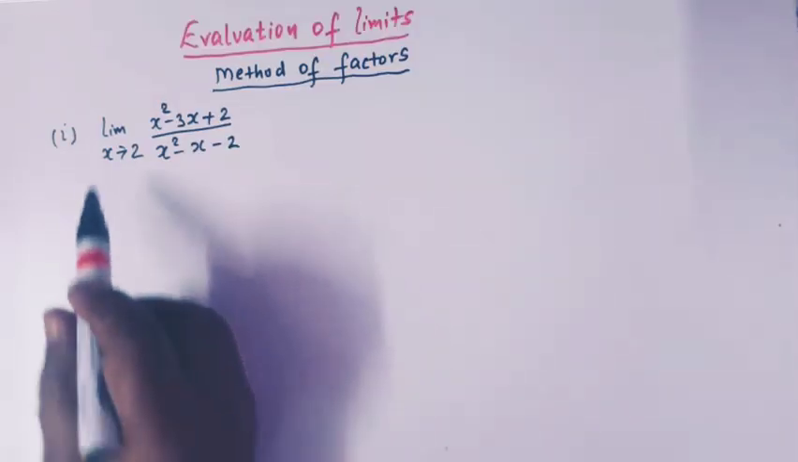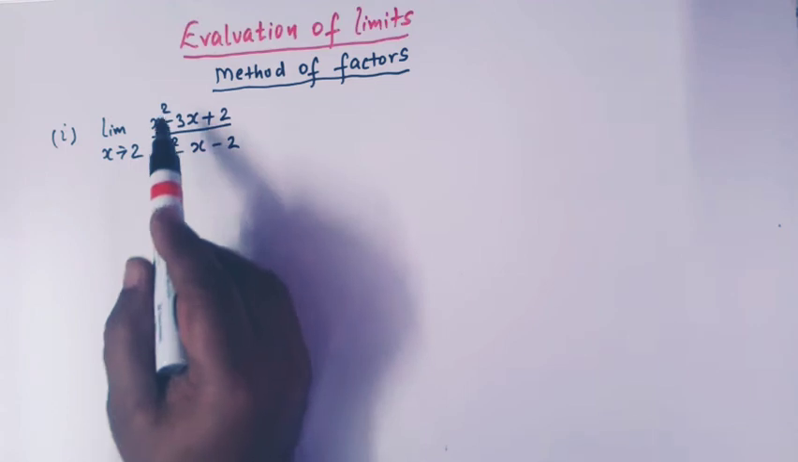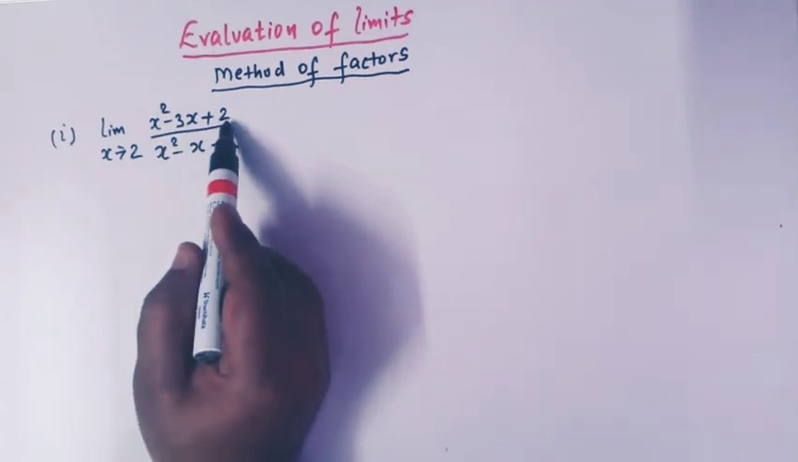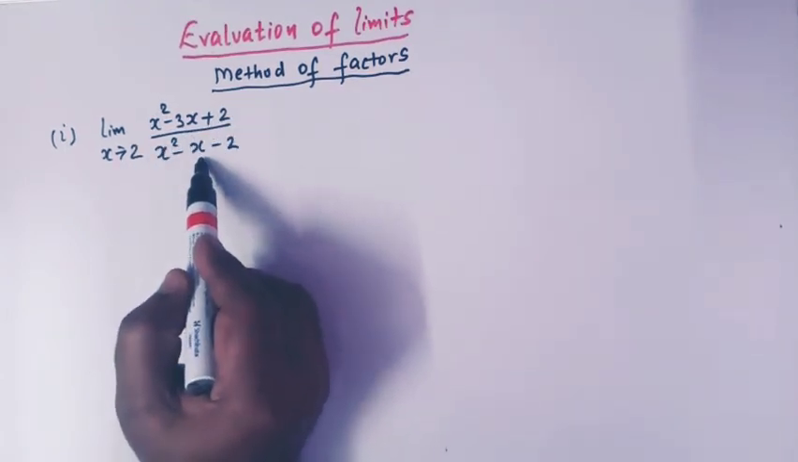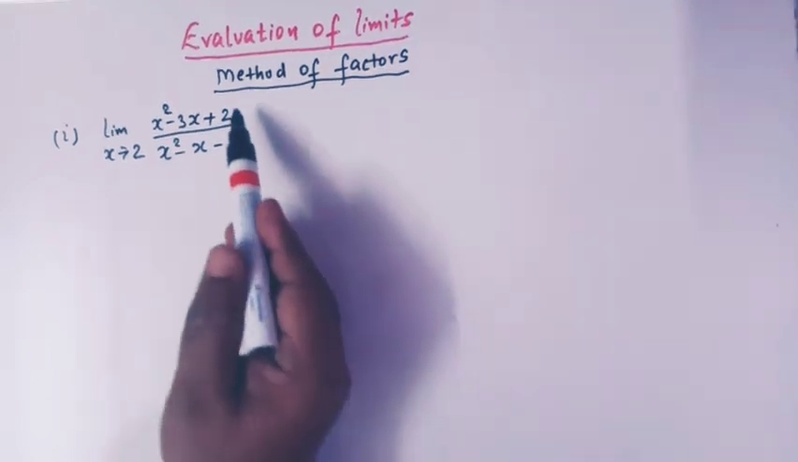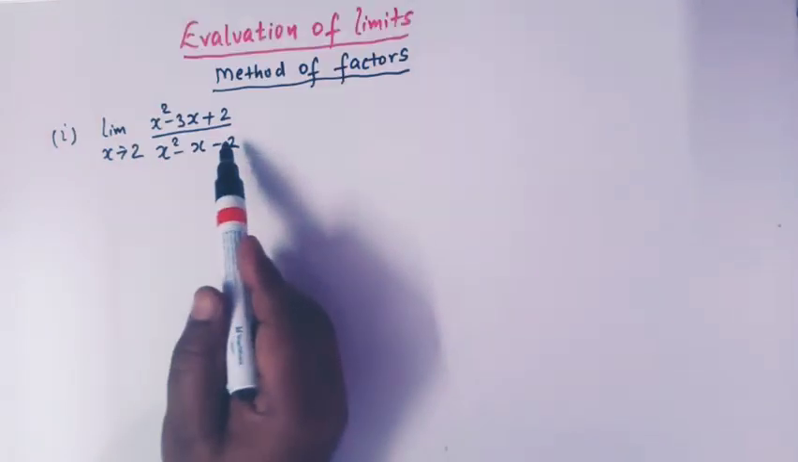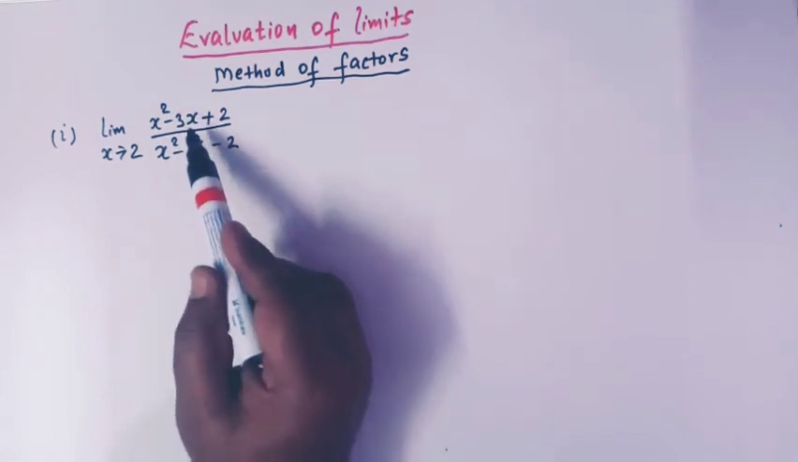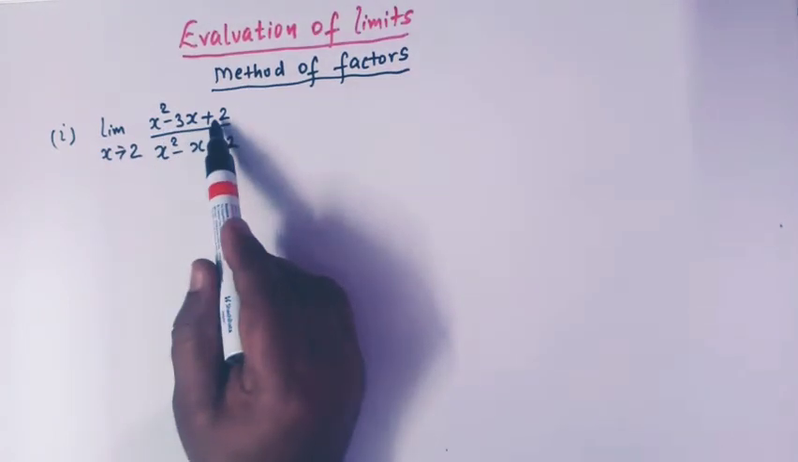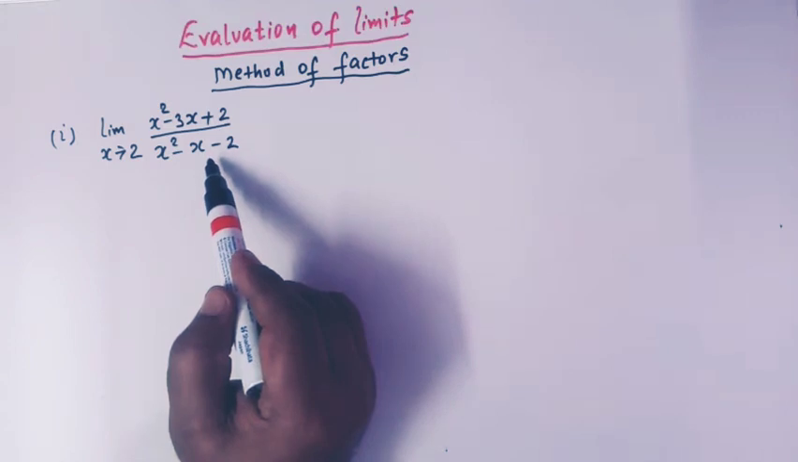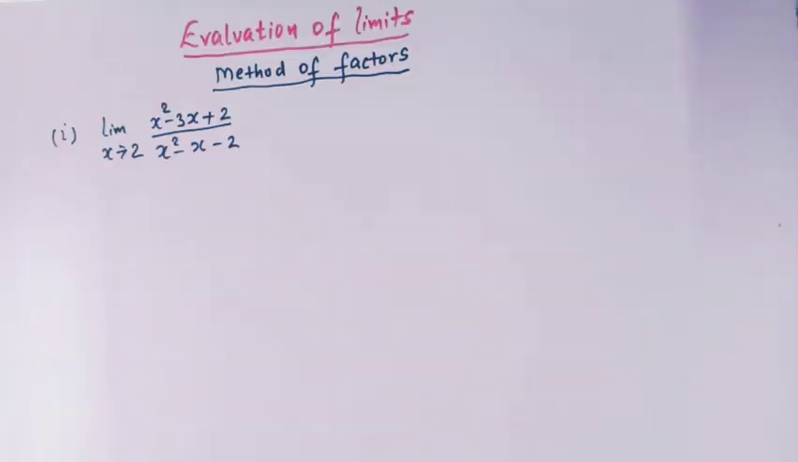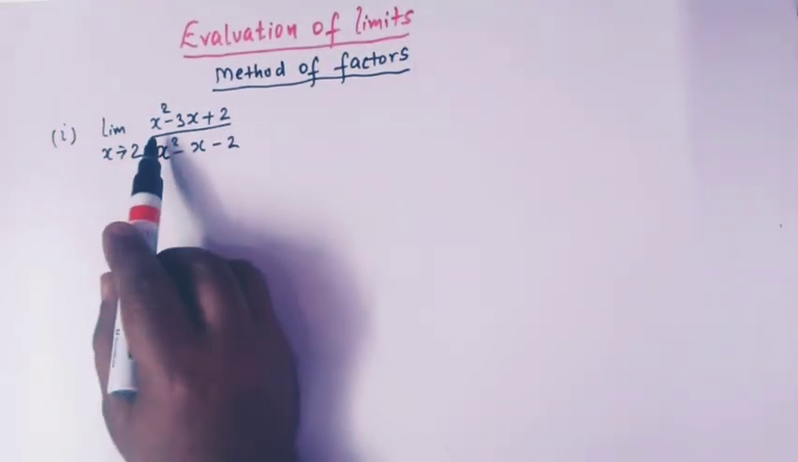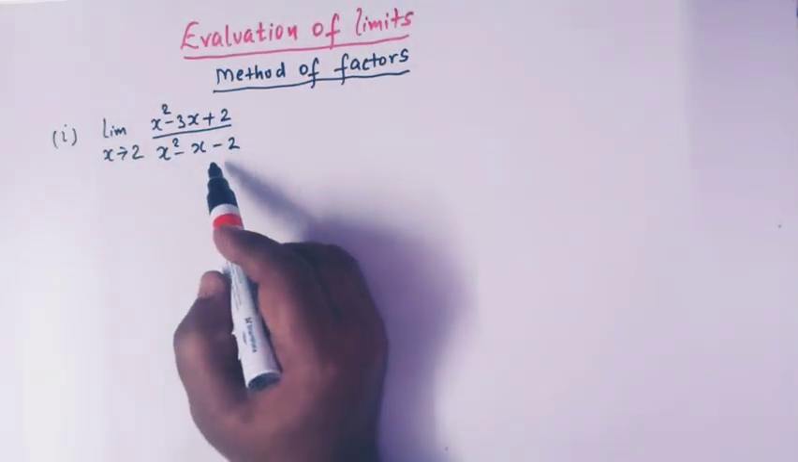Now suppose we have to solve this limit: limit x tends to 2, x square minus 3x plus 2 divided by x square minus x minus 2. So here we see that the function is a quotient of two quadratic terms, right? In the numerator we have a quadratic term and in the denominator we have a quadratic term. Now let us factorize the numerator and denominator.